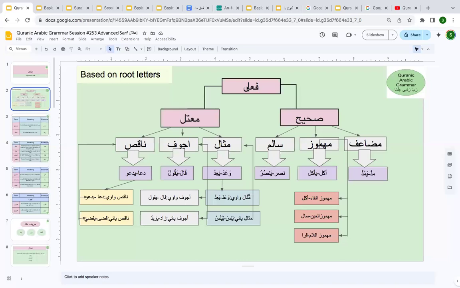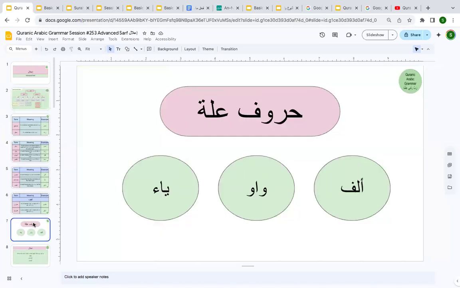Okay. I hope this is a quick recap of what you have covered before. So now since we are advancing into our advanced sarf, let's just learn something about advanced sarf. So how many weak letters are there in Arabic alphabet? We have already covered that.